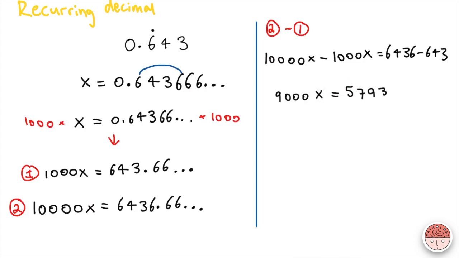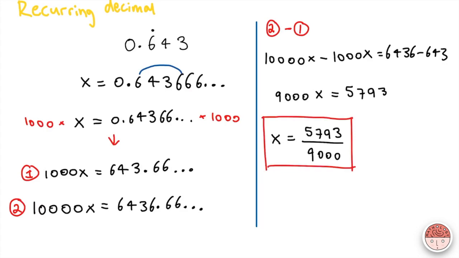Then after subtracting, we get 9,000x equals 5,793. So when we solve for x, we get 5,793 divided by 9,000. That gives us the answer as a fraction.